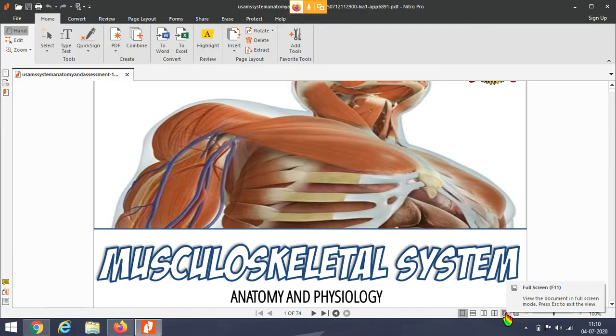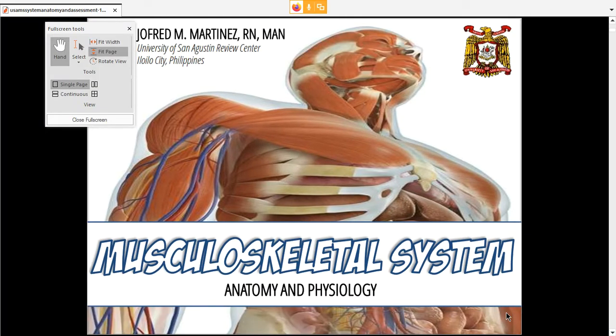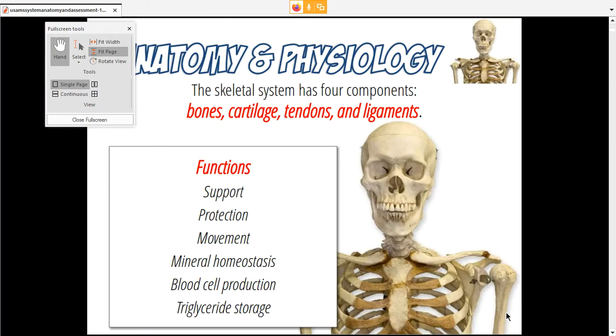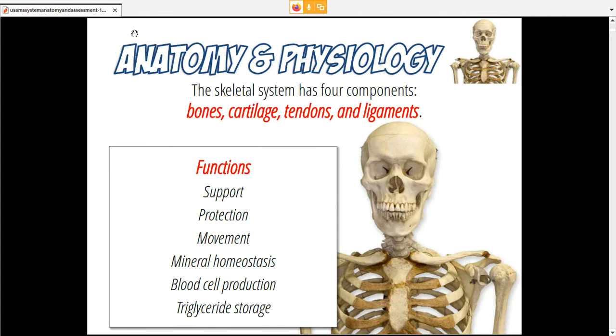Now we are seeing this. What are the main functions of the skeleton? Its main functions are support, protection, movement, mineral homeostasis, blood cell production, and triglyceride storage. Apart from all these things, the main function of the skeleton is weight transmission, meaning the body weight is transmitted into the ground through the bones.